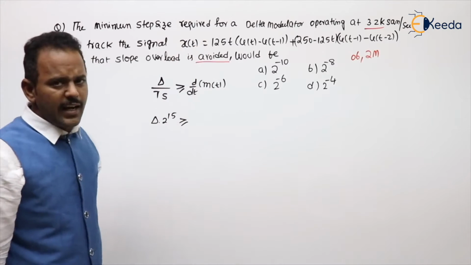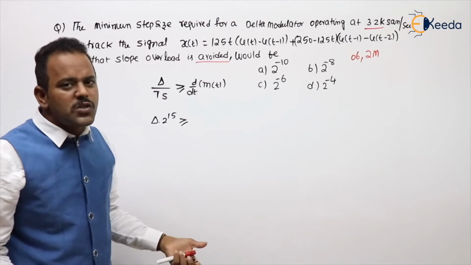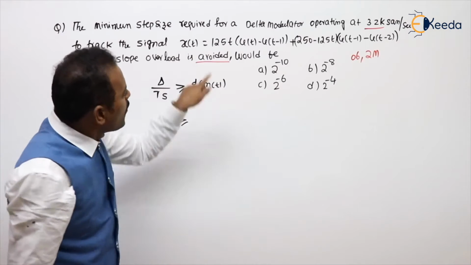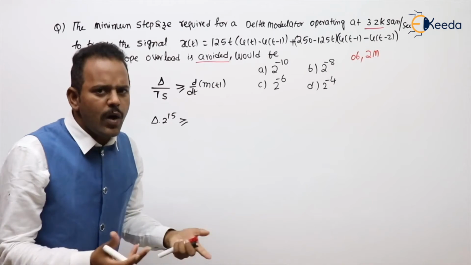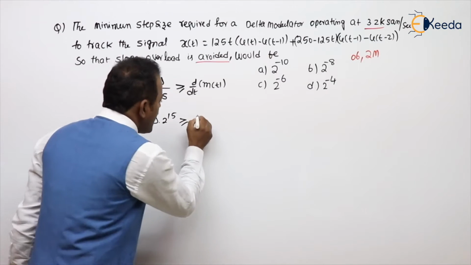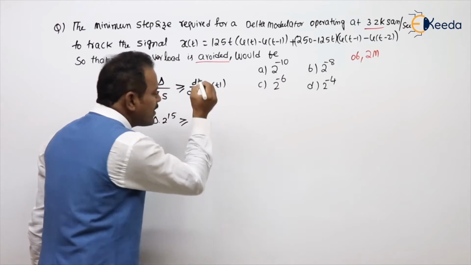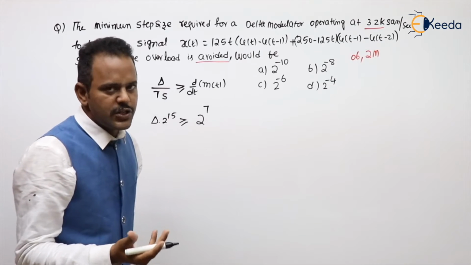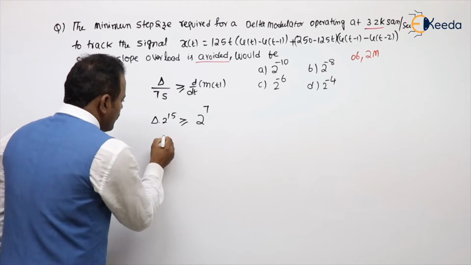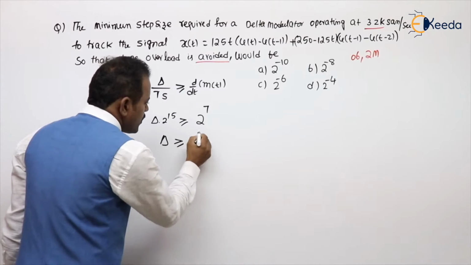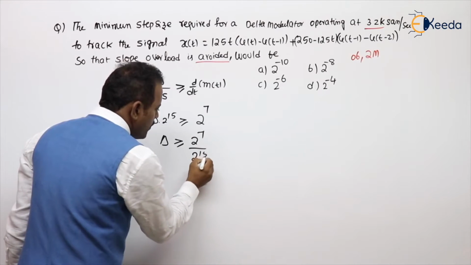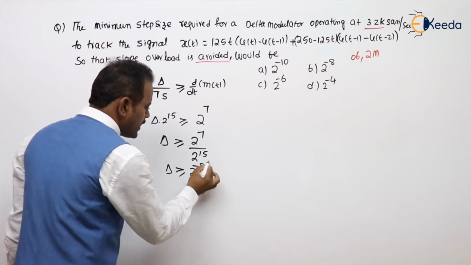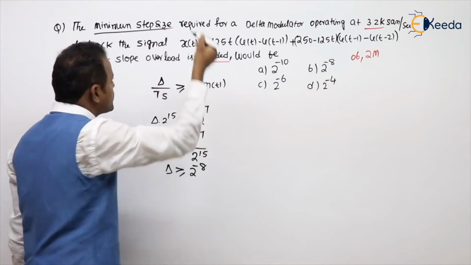If you see that signal, t into u of t means what, student? A ramp signal is given. Simply differentiate 125t, differentiate, 125. 125 I can say is 2 power 7 because 128 approximately. 2 power 6 is 64, 7 is 128. Then what is the delta, sir? Delta is greater than or equal to 2 power 7 by 2 power 15. Then delta is greater than or equal to 2 power minus 8, and it is asking the minimum step size.